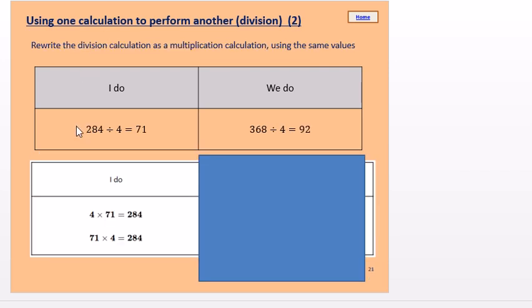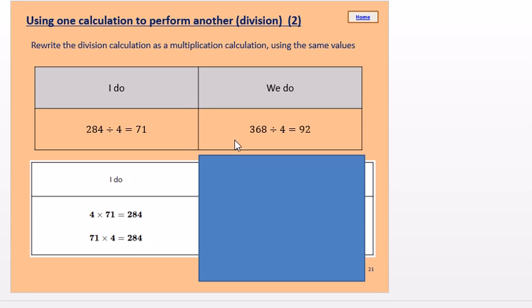So here we have to rewrite the division calculation as a multiplication calculation using the same values. So we're given that 284 divided by 4 equals 71. So we can rewrite this using multiplication to say that 284 equals 4 times 71, or 71 times 4. Remember that multiplication and division are opposites.